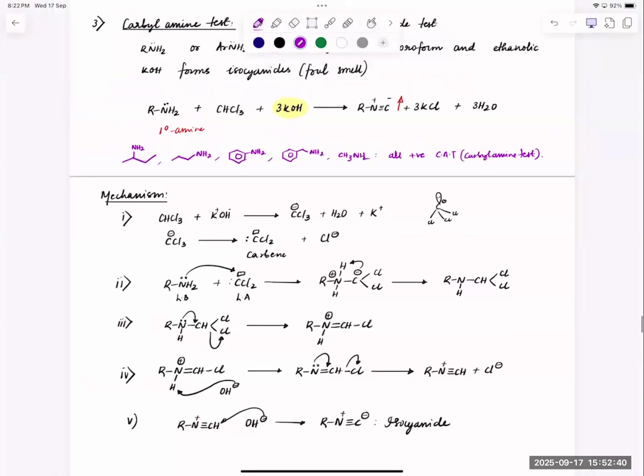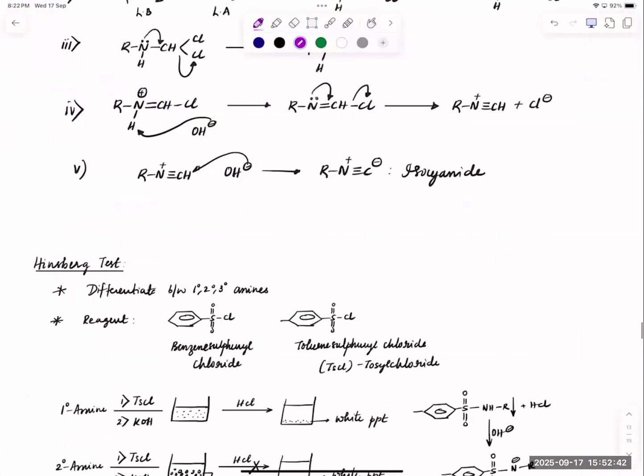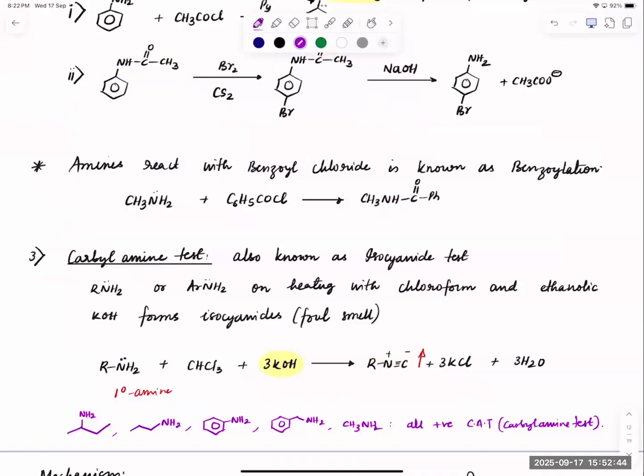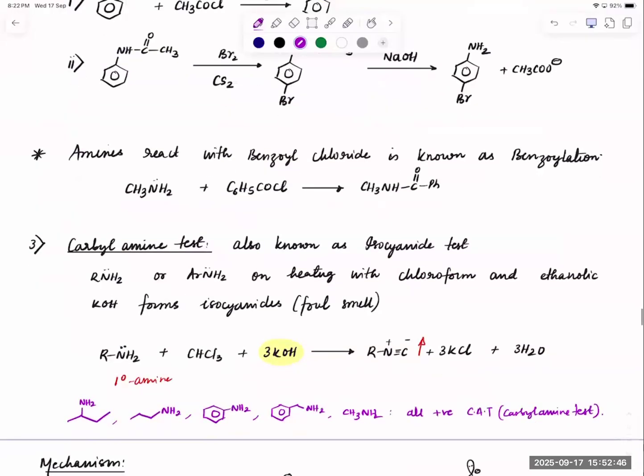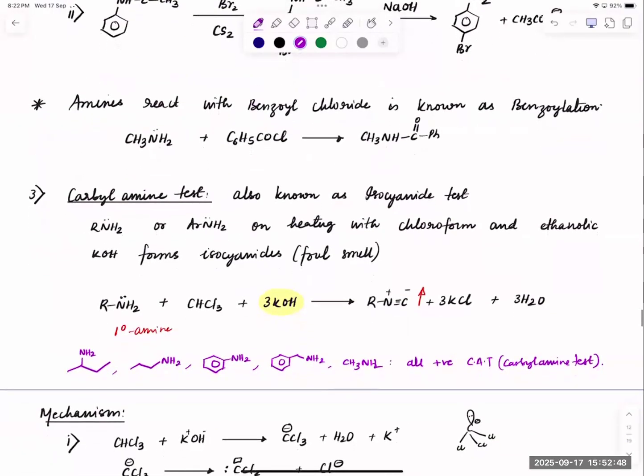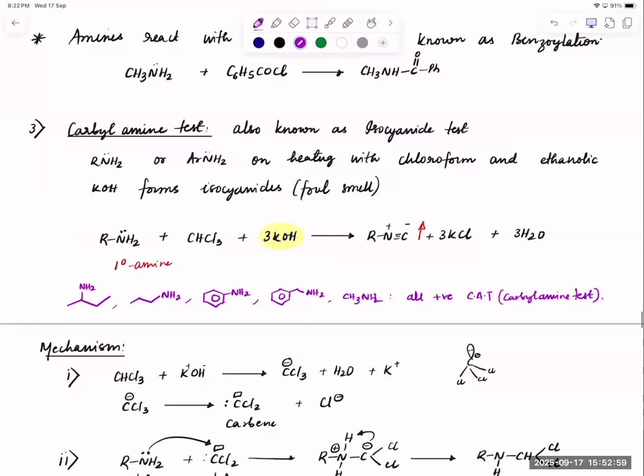Clear? Any doubt in this? Mind you, carbylamine test is always going to be asked in exam in one form or the other. It could be a direct question, or it could be linked somewhere inside the question. Okay, so keep in mind what is carbylamine test.